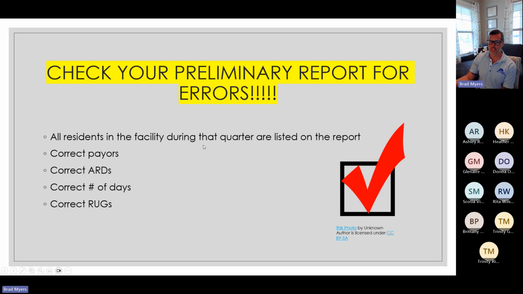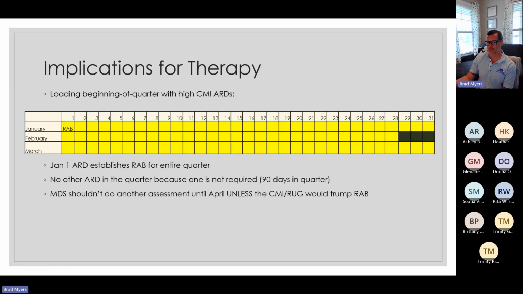All residents in the facility during that quarter should be listed on the report. So if anybody is missing, that's an error that needs to be corrected on the preliminary report. But also correct payers, correct ARDs, correct number of days, correct rugs. I thought this person was going to be an RAB, and on the report they're a CB1. That's something that needs to be corrected.